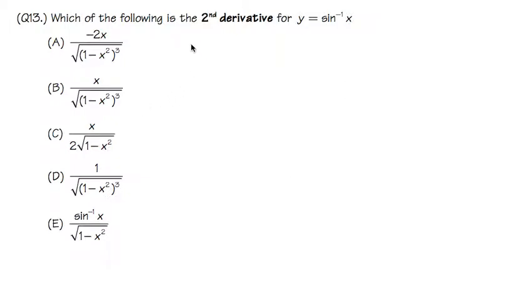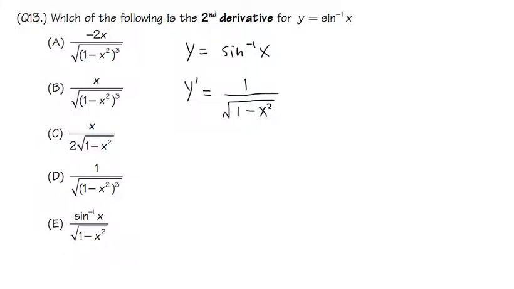Okay, we are going to find the second derivative of y is equal to the inverse sine function of x, also called arcsin x. For the second derivative, that means I just have to take the derivative of this twice. For the first derivative of arcsin x, this is something that you should remember from the table. You don't need to derive it every single time. This is 1 over the square root of 1 minus x squared.